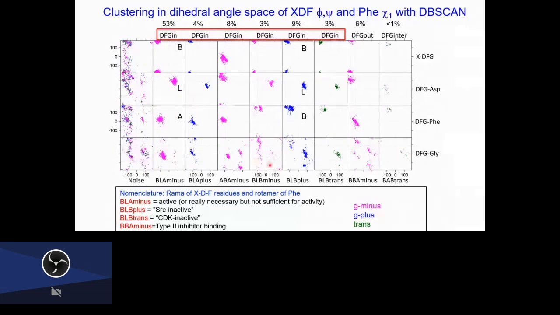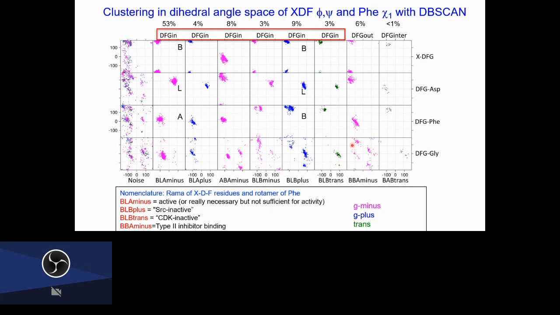Another common inactive conformation is BLB+. That's this column here. And that's sometimes called Src-like inactive by some authors. And that's 9% of the structures in the PDB. And in that case, the naming convention is the Ramachandran names for the first 3 residues, the X, the D, and the F, and then also the rotamer of the phenylalanine. And so that's the plus rotamer for that BLB+. DFG-out structures are BBA-minus. That's the most common set of dihedral angles for those structures. And those are the ones that bind type 2 inhibitors.